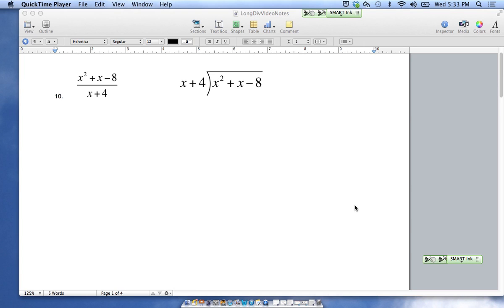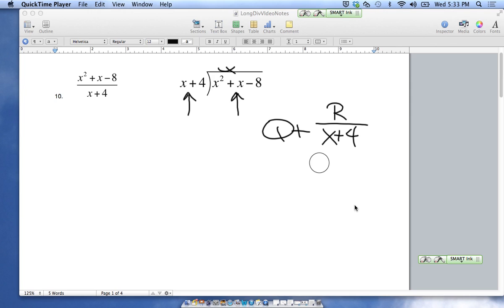Rational expressions, and I've taken this and rewritten it as a long division problem from elementary school. So the divisor is x plus 4, the dividend is the polynomial inside, and then my answer, the quotient, will go on top. If I have a remainder, my answer would be the quotient plus the remainder over, in this problem, that would be x plus 4. So let's go through the process of figuring out how to do long division on the polynomials.